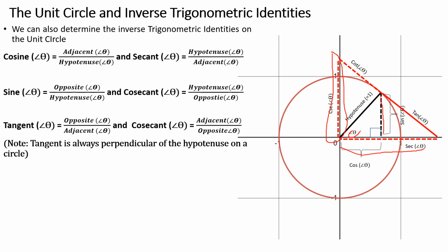And then the tangent, opposite over adjacent, y over x, is right here. And remember, I said this is always perpendicular to where the radius is, in this case perpendicular to this hypotenuse. And then the cotangent is right here, adjacent over opposite. That's the inverse of it.